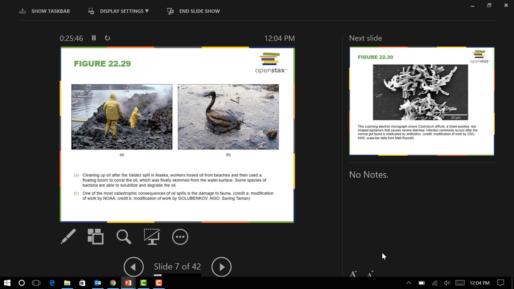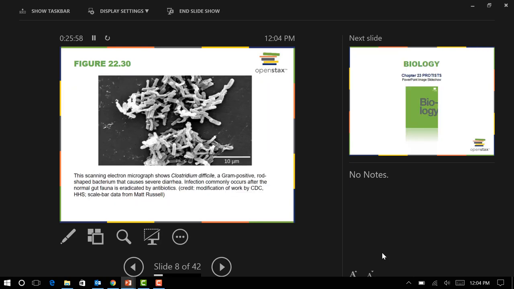And then here is Clostridium difficile, C. diff, a gram-positive bacterium, causing severe diarrhea and really just a lot of gut distress. I mean, it really distorts a lot of what your gut is supposed to do, and makes that very difficult.